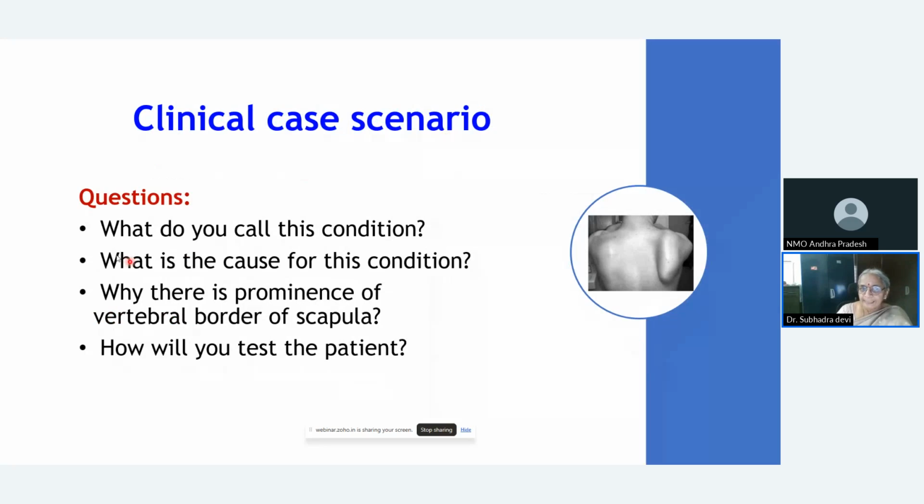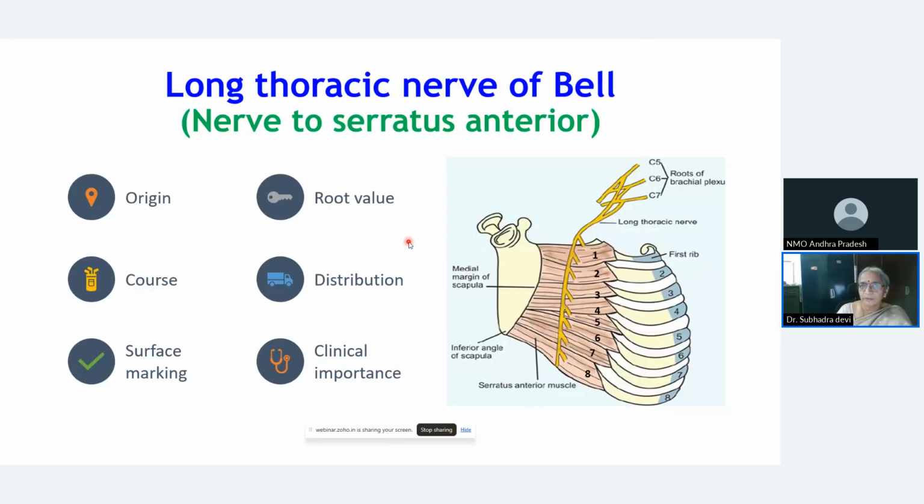Following the clinical case scenario, you will be asked questions: what do you call this condition? What is the cause? Why is there prominence of the vertebral border? How will you test the patient? If such a question is given, you should know that for a nerve, what you have to keep in mind when answering is origin, root value, course, distribution, surface marking, and clinical importance.